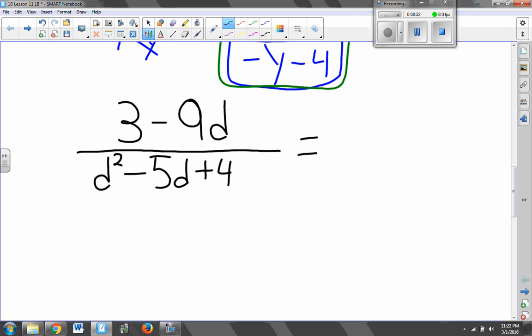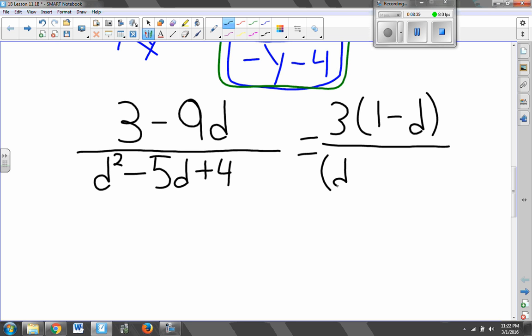Okay, now on the top I see a 3 that I can pull out. 3, and then this will be 1 minus 3d. The bottom, I'm looking for two numbers that multiply to be a positive 4, but add to be a negative 5. Multiply to be a positive 4 would be a negative 1 and negative 4. Those add up to be a negative 5. So at this point, I cannot cancel anything out, but this factor and this factor are opposites of each other.